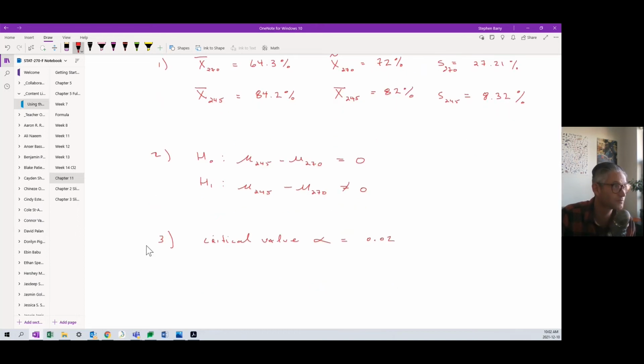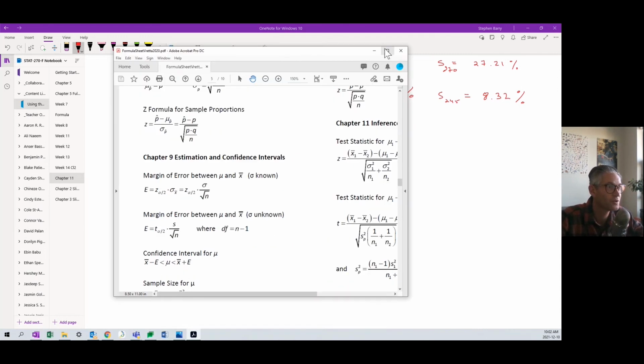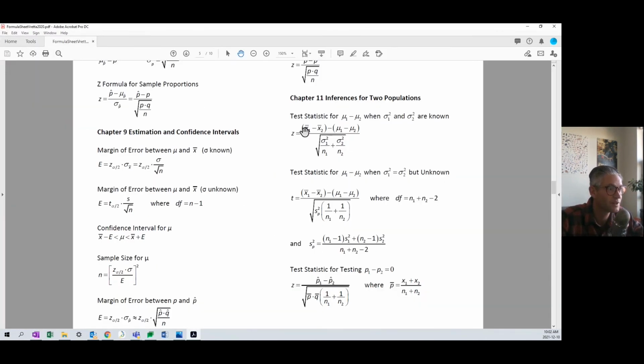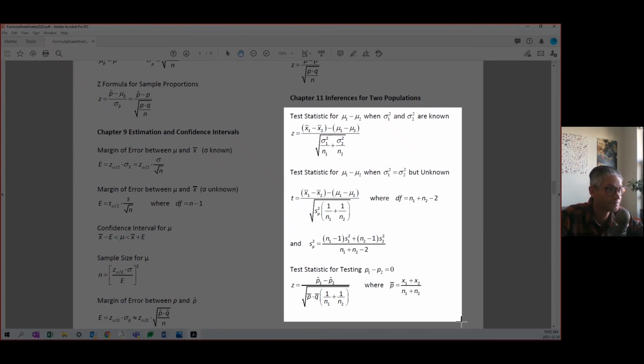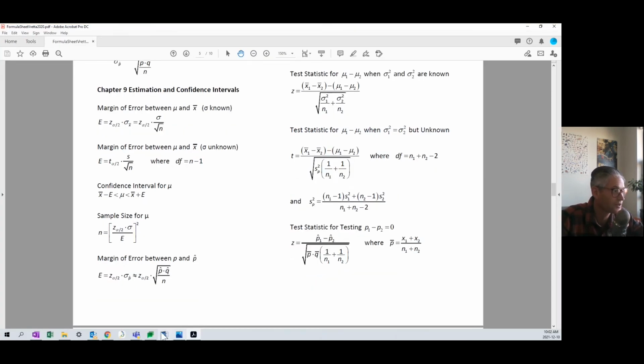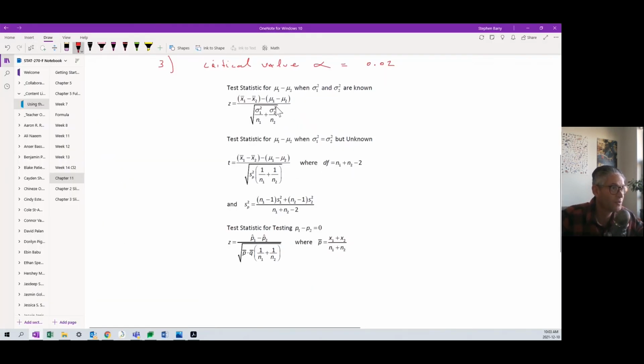Let's look at the formula sheet. We're always going to try and match what we have with something on a formula sheet. When you scroll to chapter 11, you'll see all this information here. Let's actually just grab that. So these are the three options that we have for comparing two populations. What about the test statistic when these are known? Well, we don't know those, so we're not going to use that. We don't know these, so no.